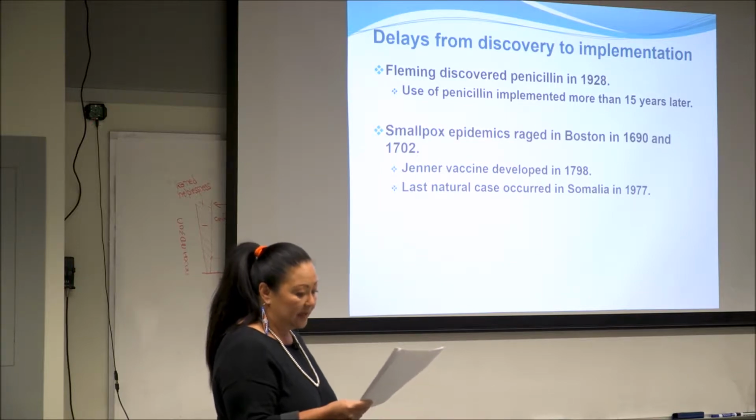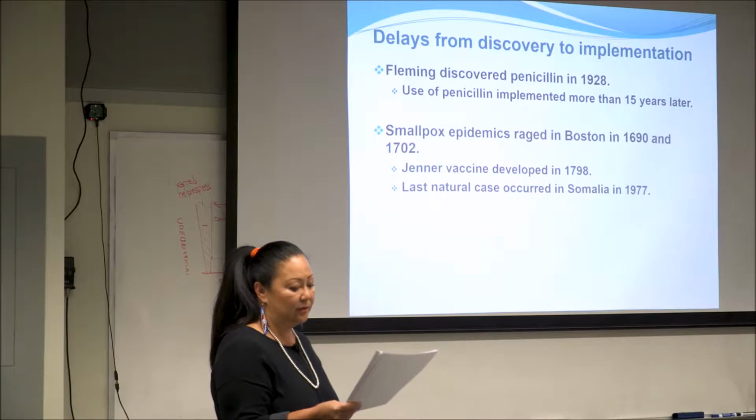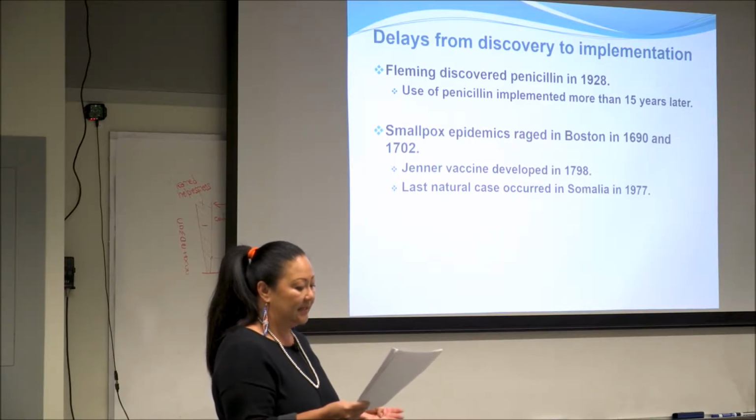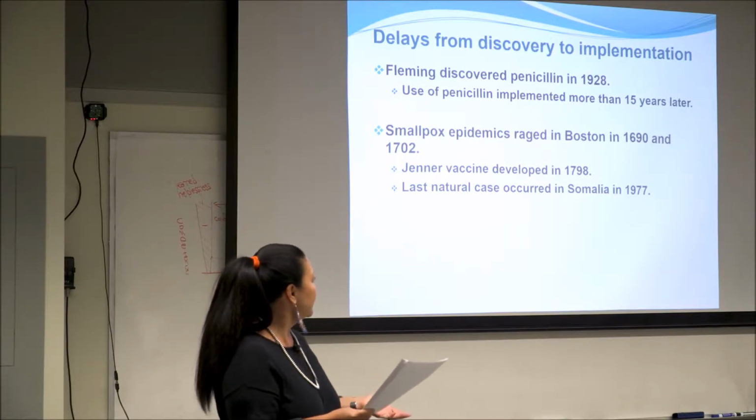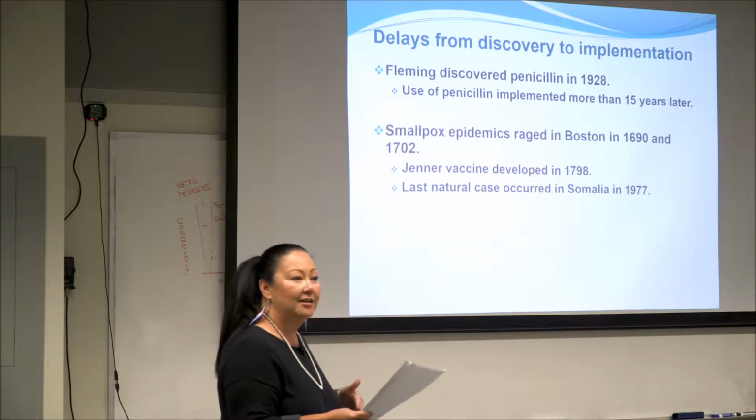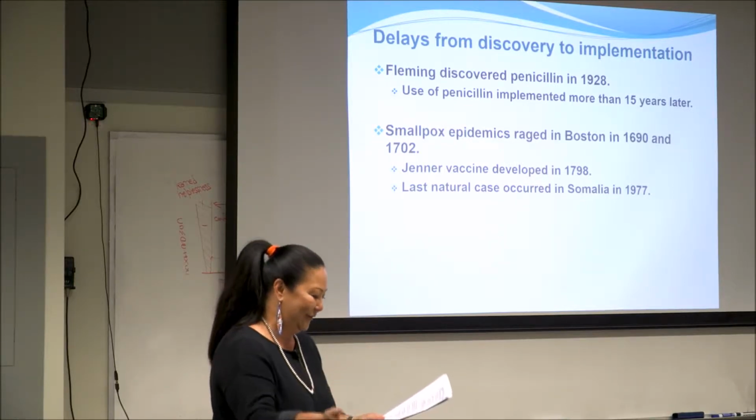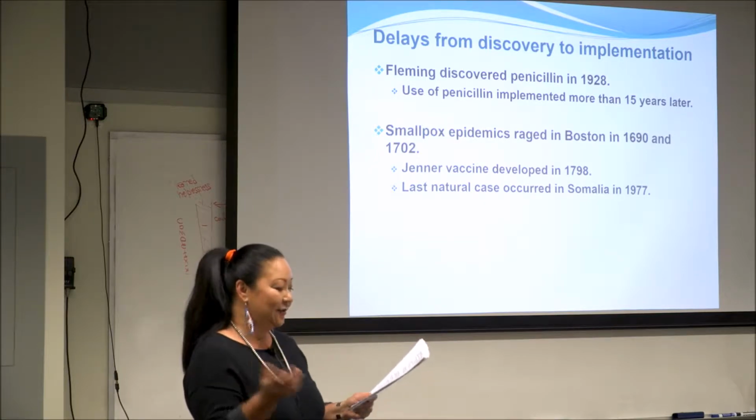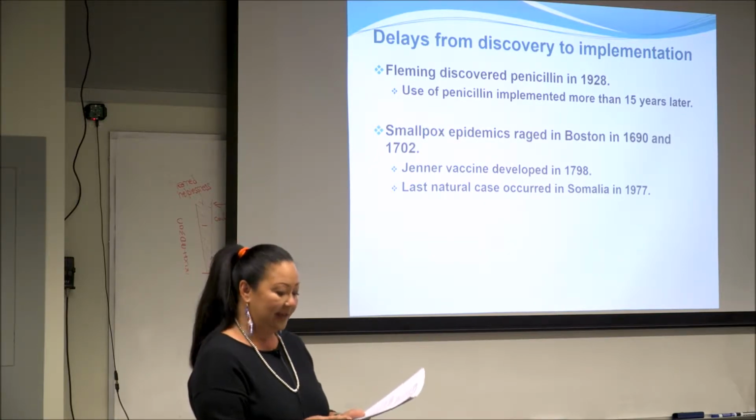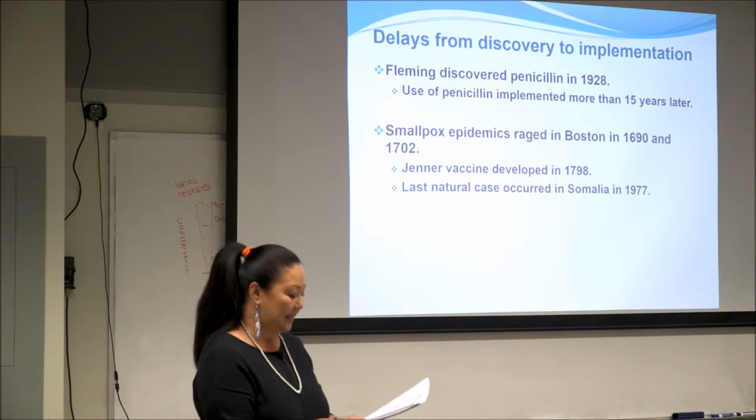The smallpox epidemic raged in Boston in 1690 and 1702. The Jenner vaccine was developed in 1798, but then the last natural case occurred in Somalia in 1977. So it's a really, really long time to finally eradicate something that we had a vaccine for. So imagine the health and quality of life of people and lives saved if we were able to implement what we already know in less time.